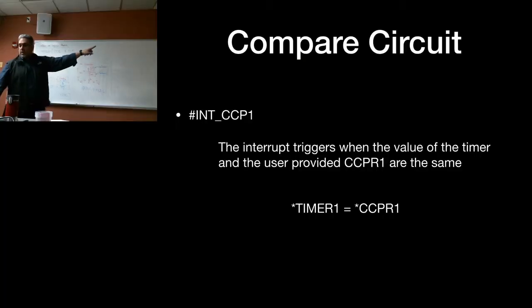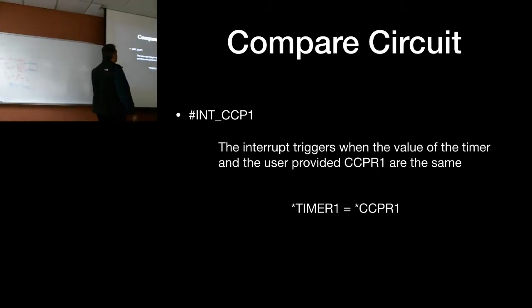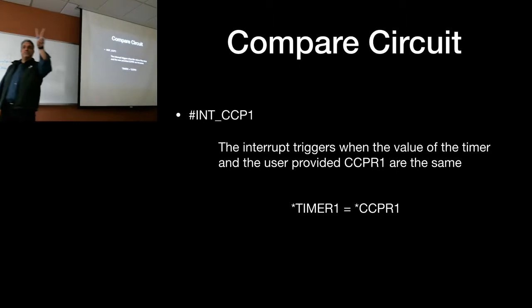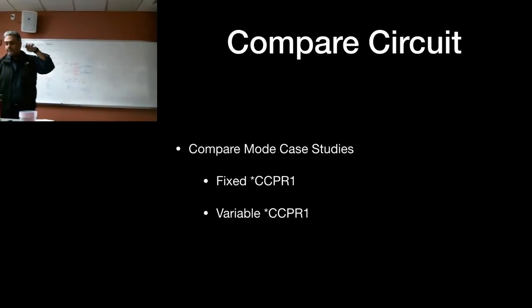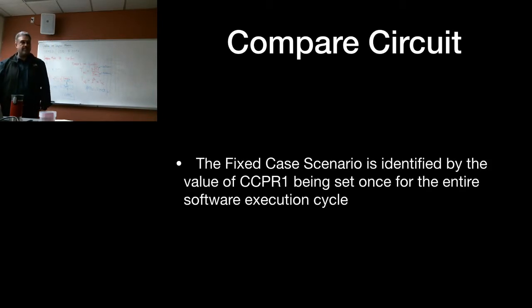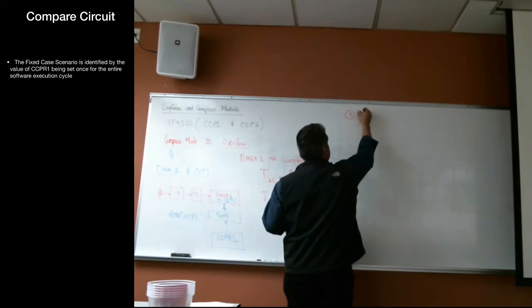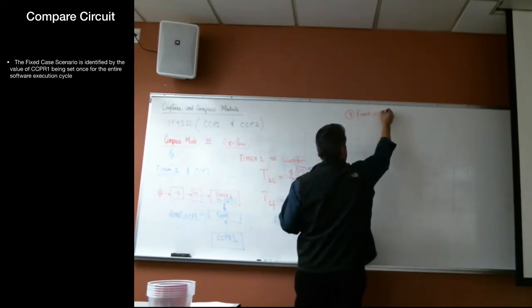I put a couple of slides there for you so that you can remember. So the interrupt triggers when the value of the timer and the user-provided CCPR are the same. When these two values are the same, we're going to trigger. And there are two modes. There is the fixed CCPR mode, and that's where I want to start you. So let's go with the fixed CCPR. Here's scenario number 1, fixed CCPR values.